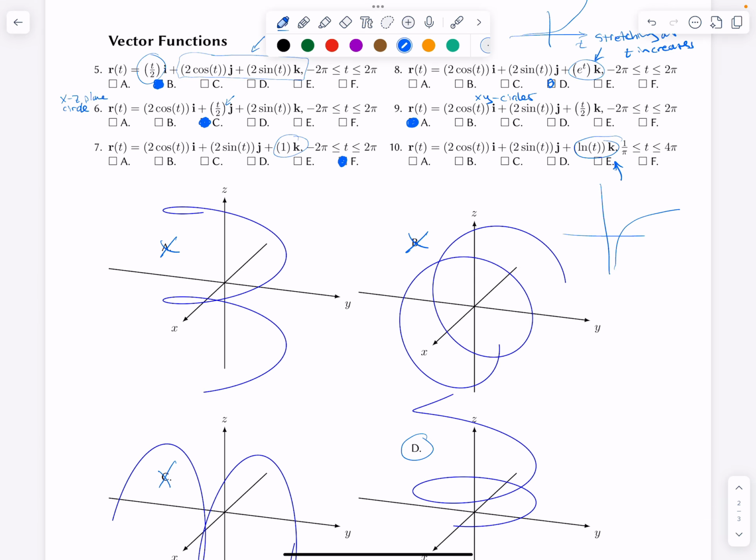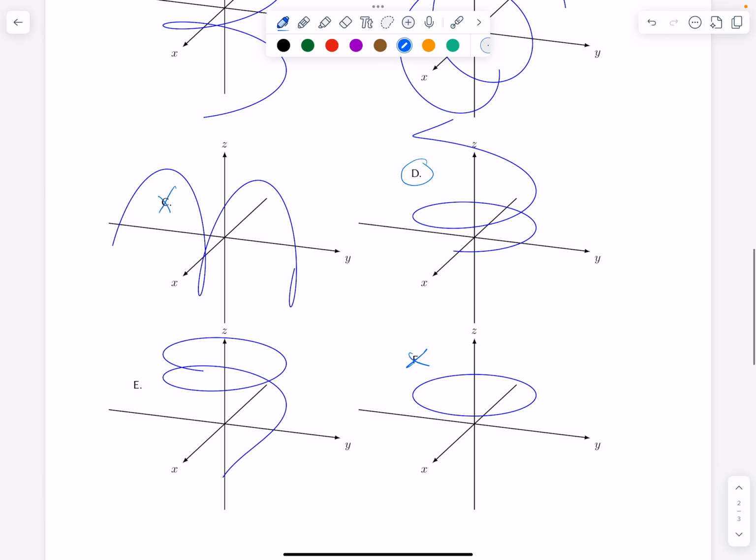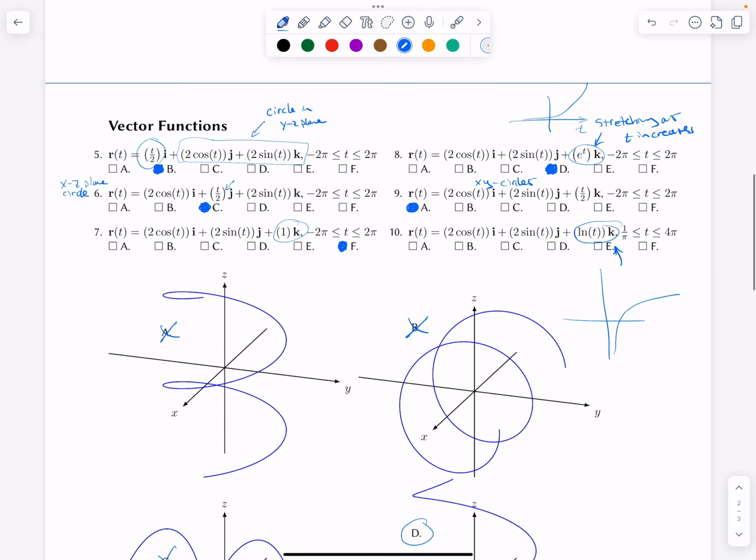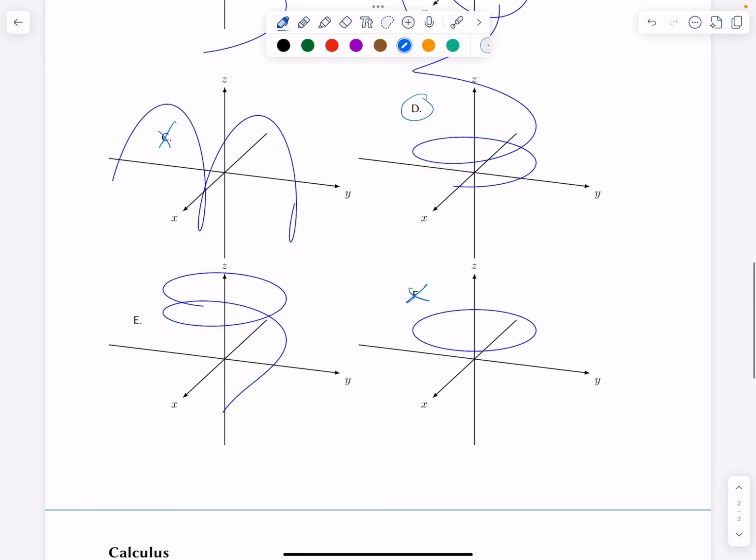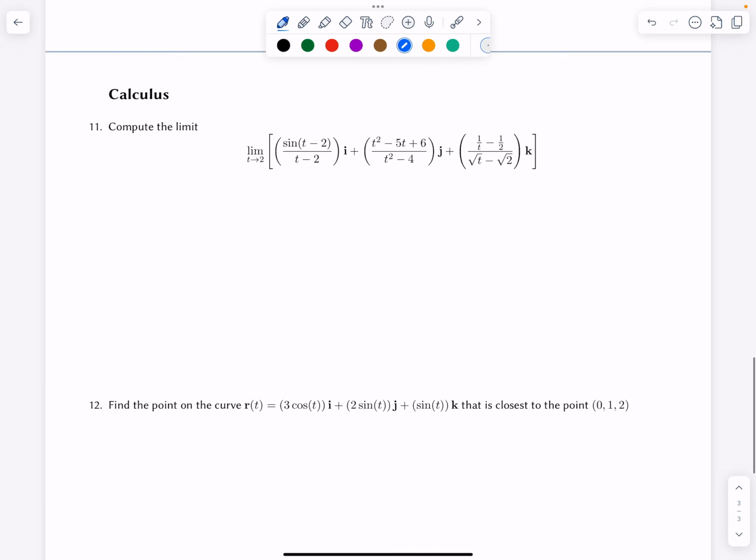And then the last one, by process of elimination, must be letter E, but we can talk about it nonetheless. Here, as you go up the spring, it's getting more and more compressed. The rings of the spring are getting closer together. So there's that. All right, a little bit of calculus.